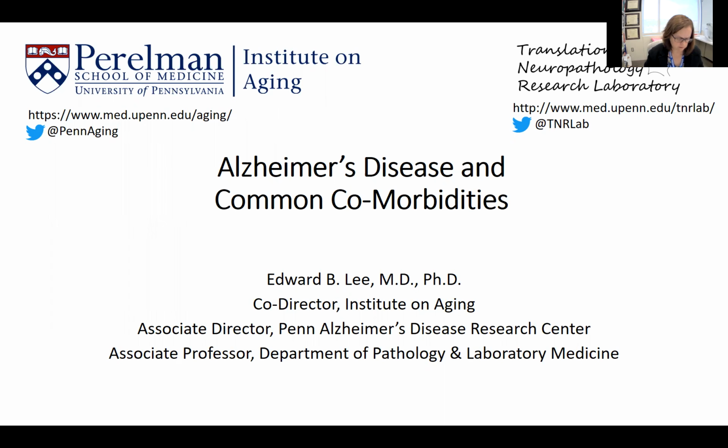Edward is currently principal investigator of the Translational Neuropathology Research Laboratory, supporting studies on the molecular neuropathology of Alzheimer's disease, frontotemporal degeneration, and amyotrophic lateral sclerosis, recently discovering a novel form of dementia called vascular tauopathy. He is also an attending physician at the Hospital of the University of Pennsylvania, co-director of the Penn Institute on Aging, director of the Penn Center for Neurodegenerative Disease Research Brain Bank, and associate director of the Penn Alzheimer's Disease Research Center.